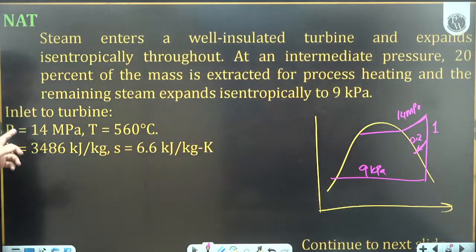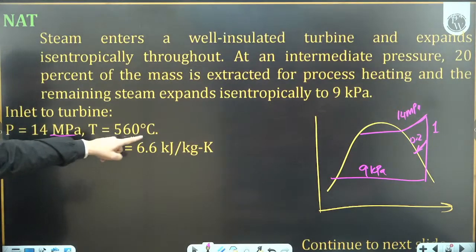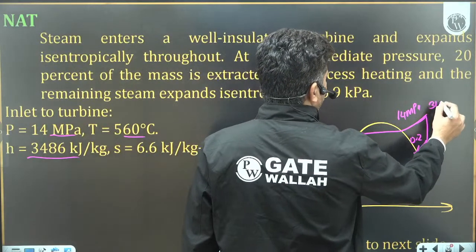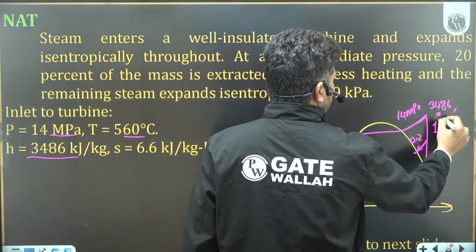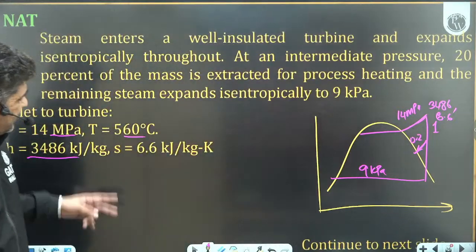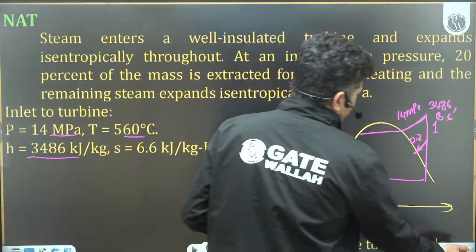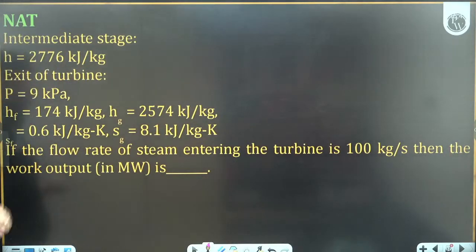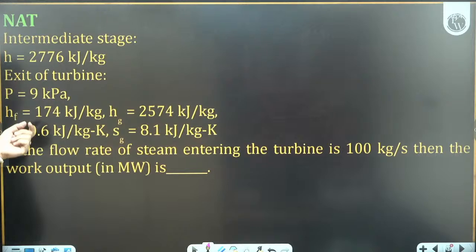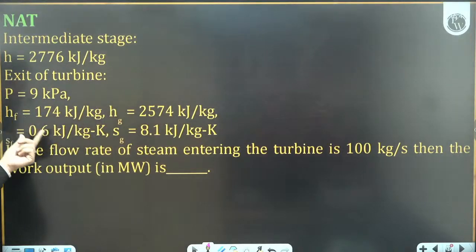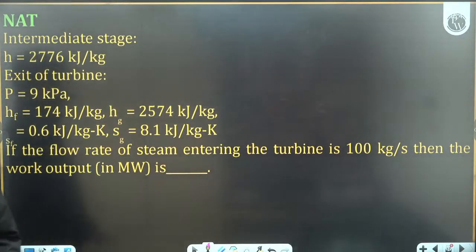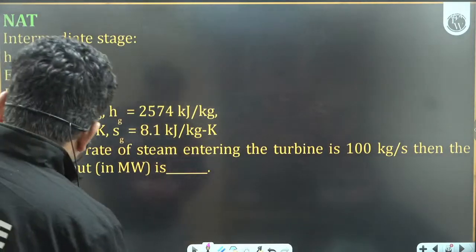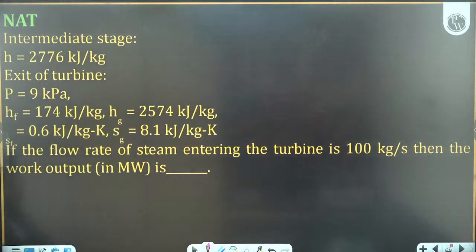He says the inlet condition pressure is this, temperature is 560, H is 3486 and entropy is 6.6. If these are the two conditions, then at the intermediate stage enthalpy is 2776. Exit of the turbine at 9 kPa, your enthalpy HF, HG, SF, SG. If the flow rate of steam entering the turbine is 100 kg per second, then you have to calculate the work output. This is an excellent question.